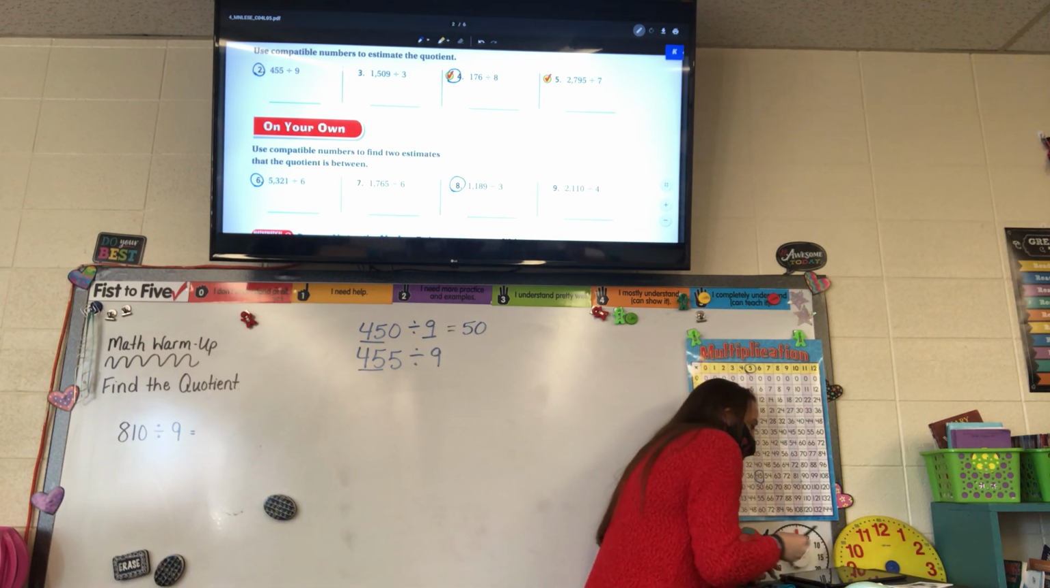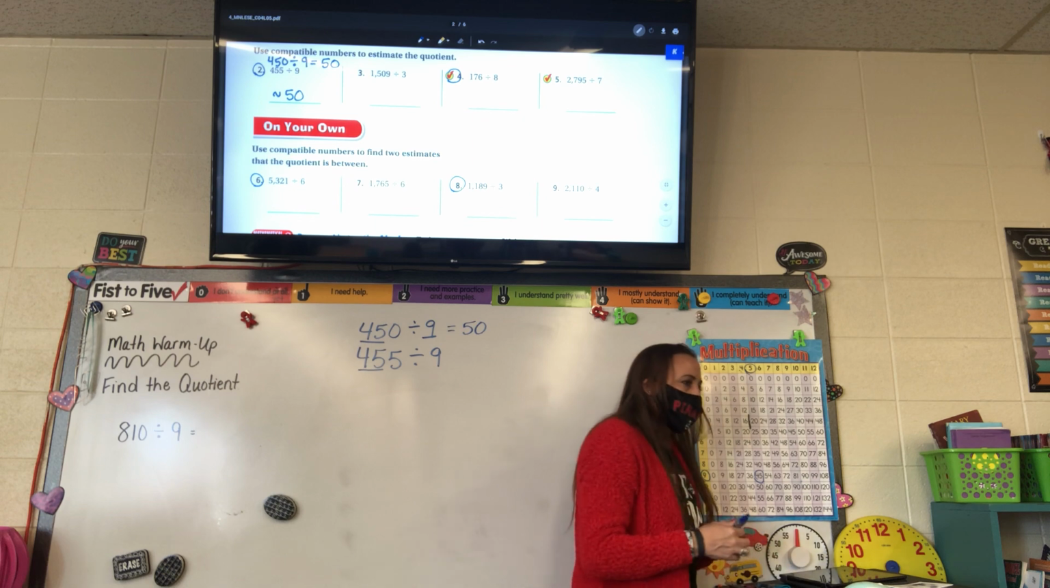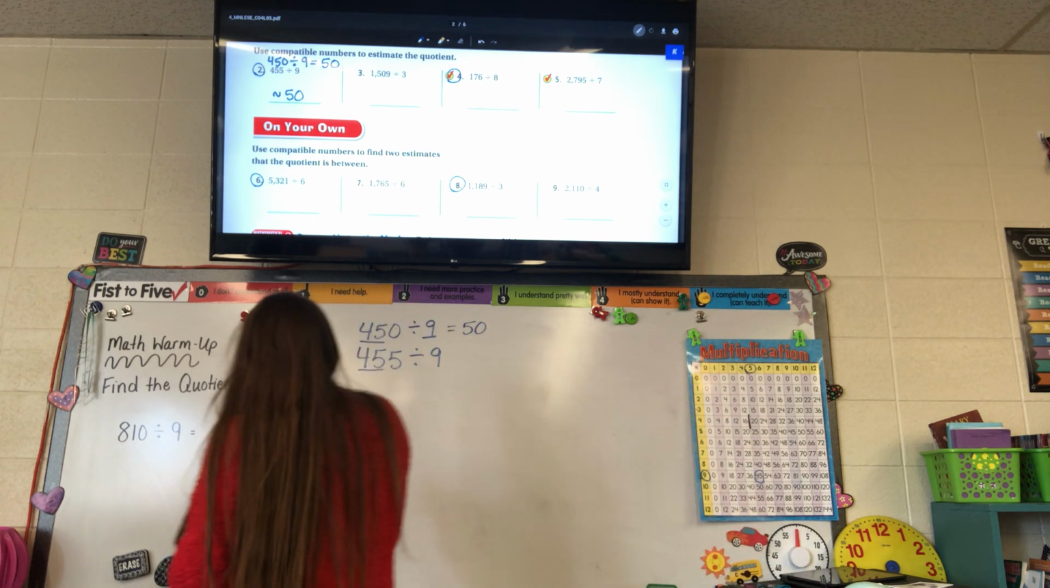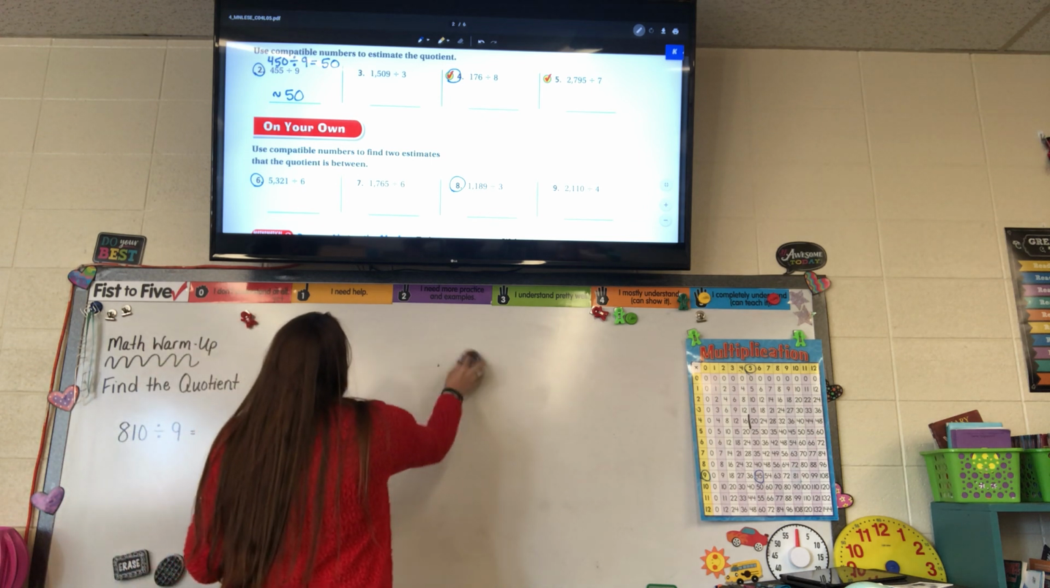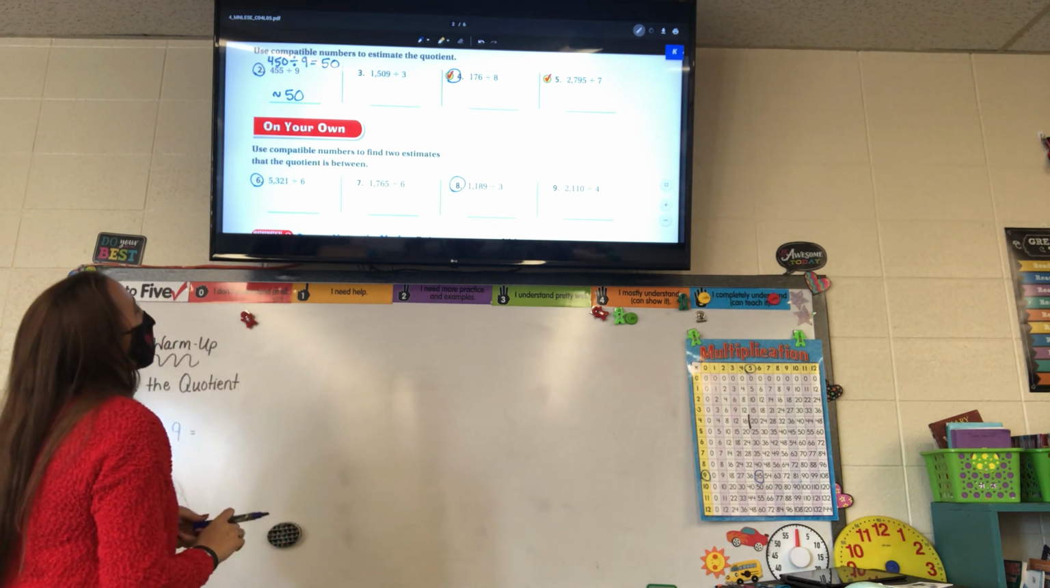There's your answer. So on this problem, I want you guys to write above it 450 divided by 9 equals 50. Then on the line, you're going to write about 50. Can we put the symbol? The symbol is a curvy N.